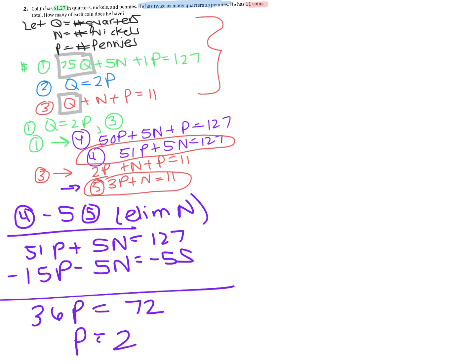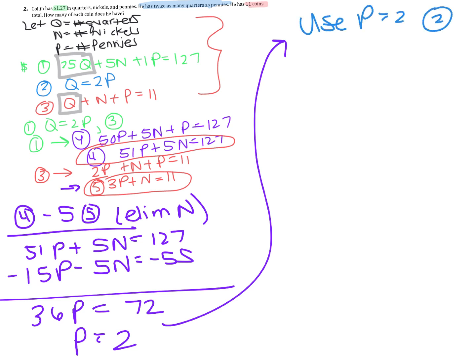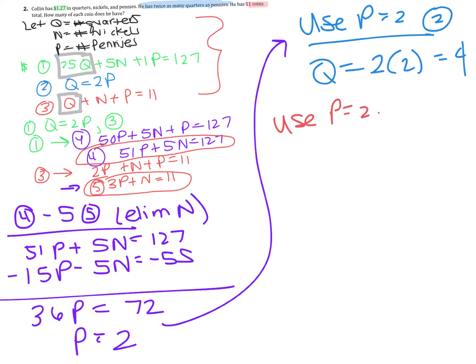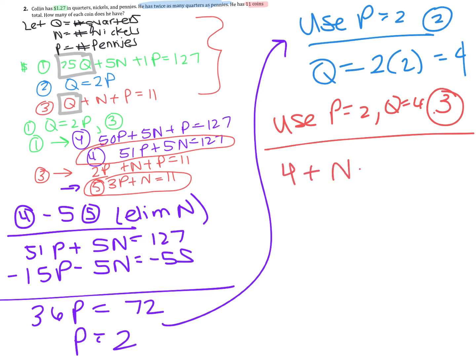There are 2 pennies. If I know P, that means going back to equation 2, I can figure out what Q is. So use P equals 2 in equation 2. So Q is going to equal 2 times 2, or 4. 4 quarters, 2 pennies. I just need to figure out how many nickels there are. I'm going to use P equals 2 and Q equals 4 in equation 3 to figure out what N is. So Q is 4 plus N plus P is equal to 11. So it looks like N is going to equal 5.